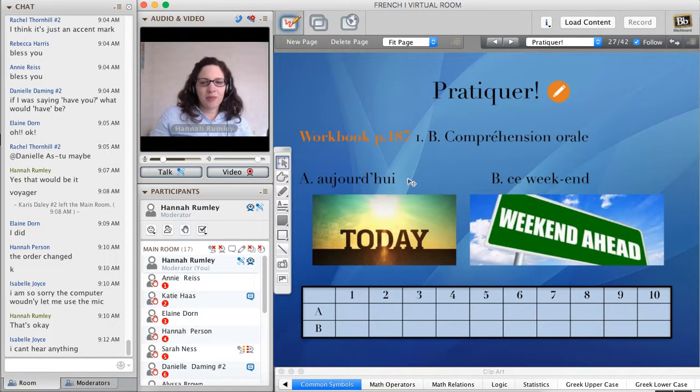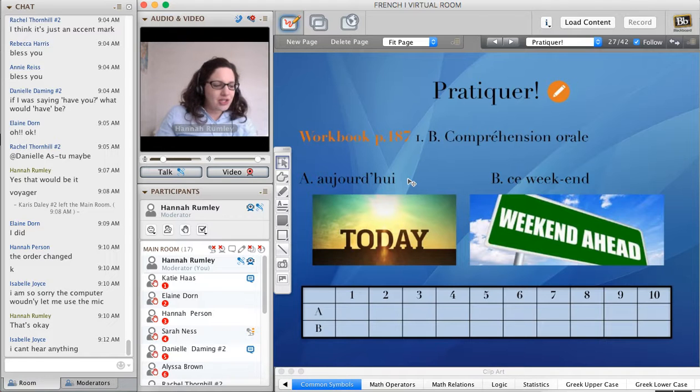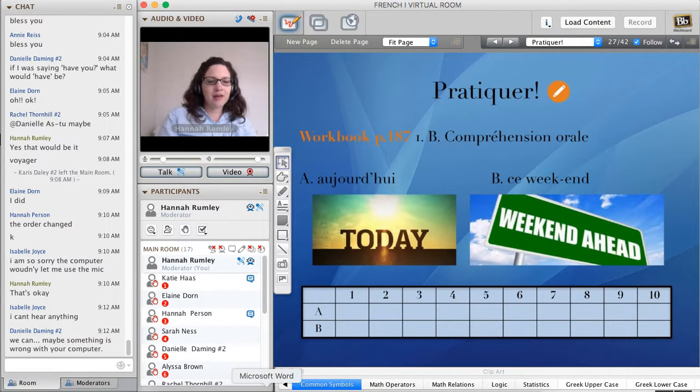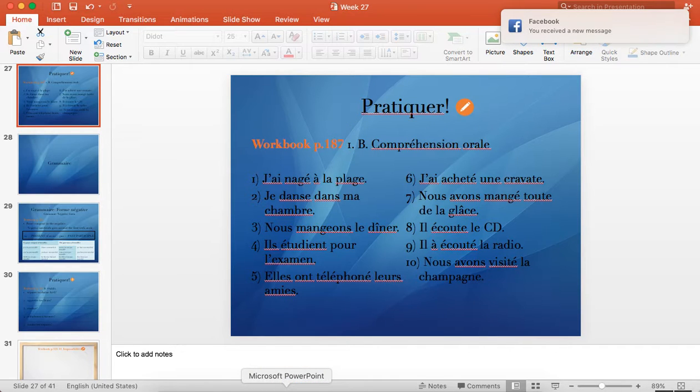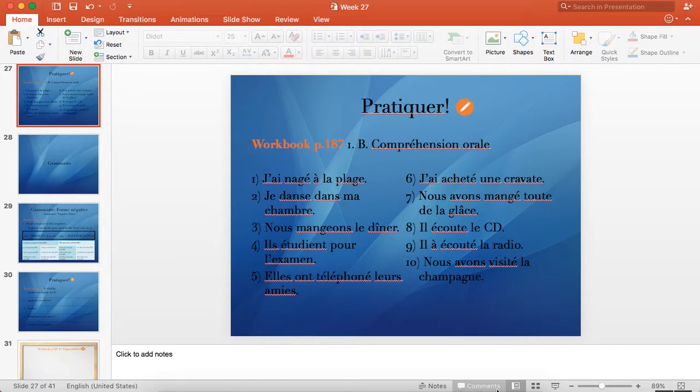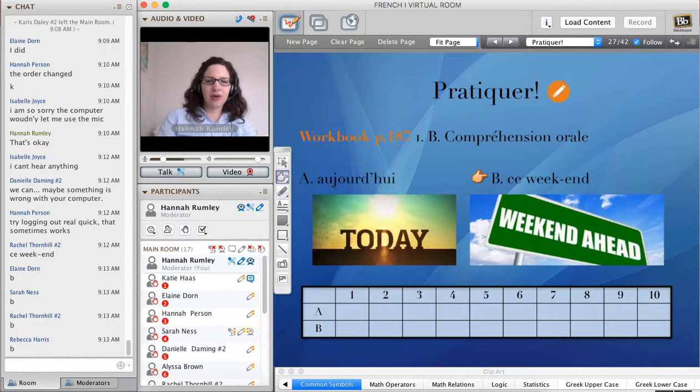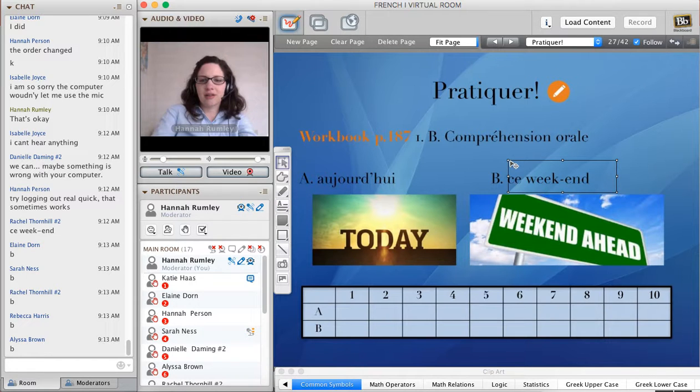We're going to do an oral exercise, and then we will move on to other things. All right, so this one, I'm going to say a sentence, and I want you to tell me whether it is happening today, aujourd'hui, as in is it in the present tense, or did it happen past the last weekend, past tense. Okay, any questions? Numéro 1. J'ai nagé à la plage. So you could say either A or B. That's probably easiest. A for present or today. B for le weekend dernier. Okay.